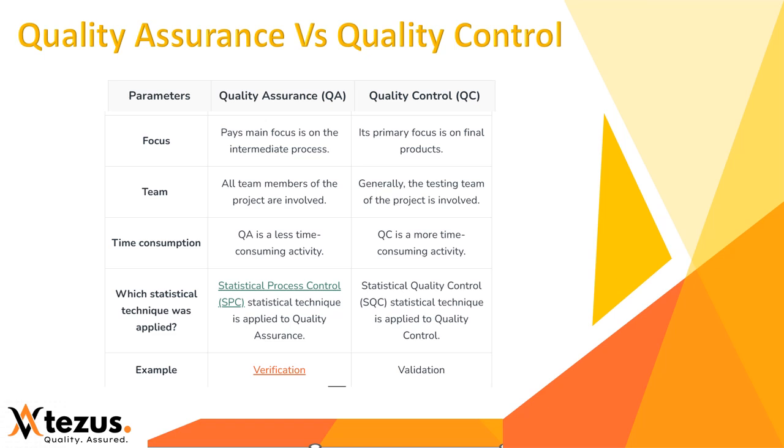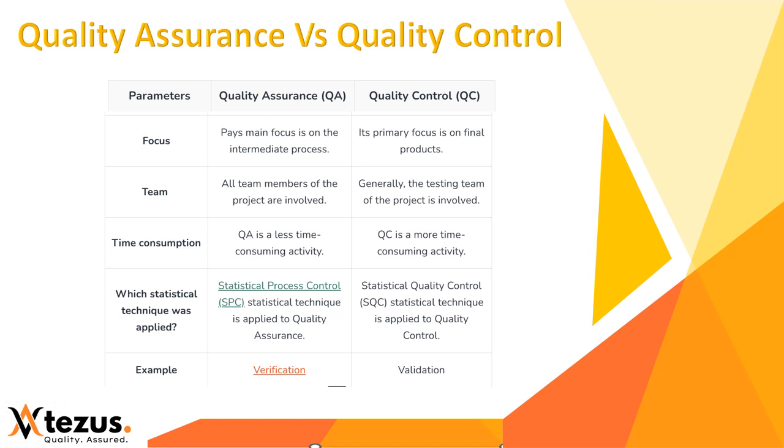Okay. Time consumption. QA is a less time consuming activity and QC is a more time consuming activity, because QA is a process to be followed and some reviews, walkthroughs, they allocate less time for the reviews and walkthroughs. Okay. QC, there is actual time given for the execution to identify the defects and all. Okay. The next one is, which statistical technique was applied? Statistical process control, statistical technique is applied to quality assurance.